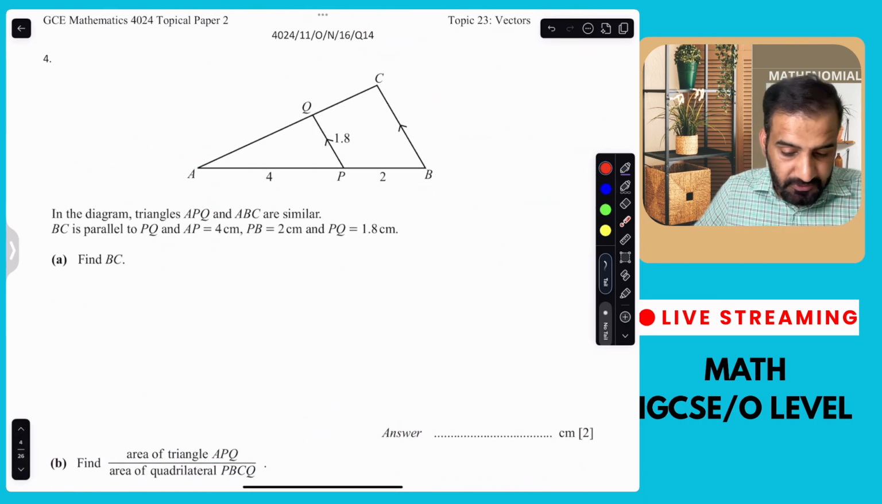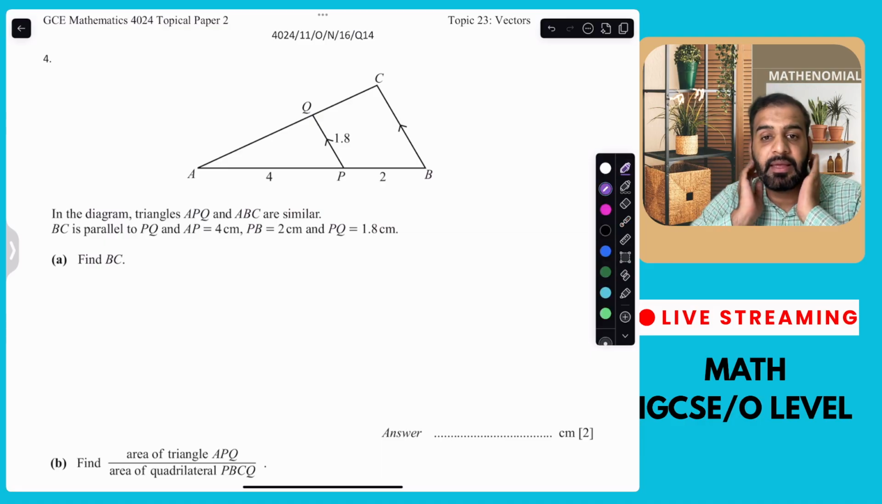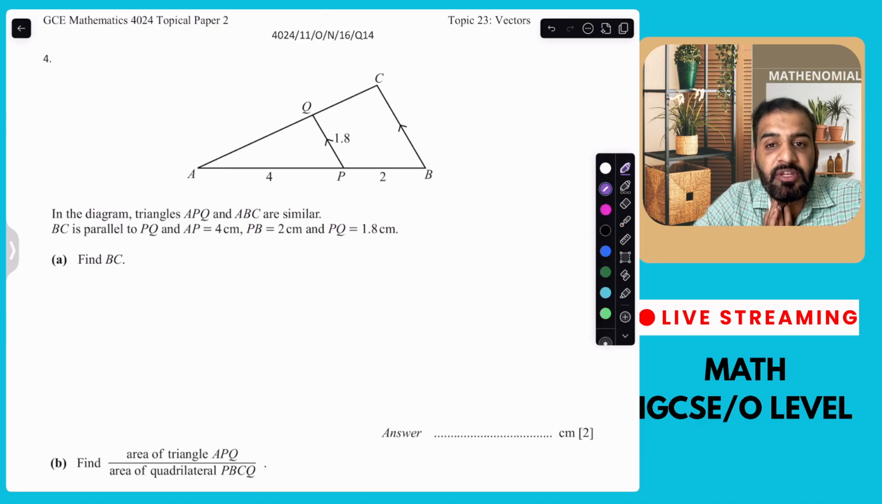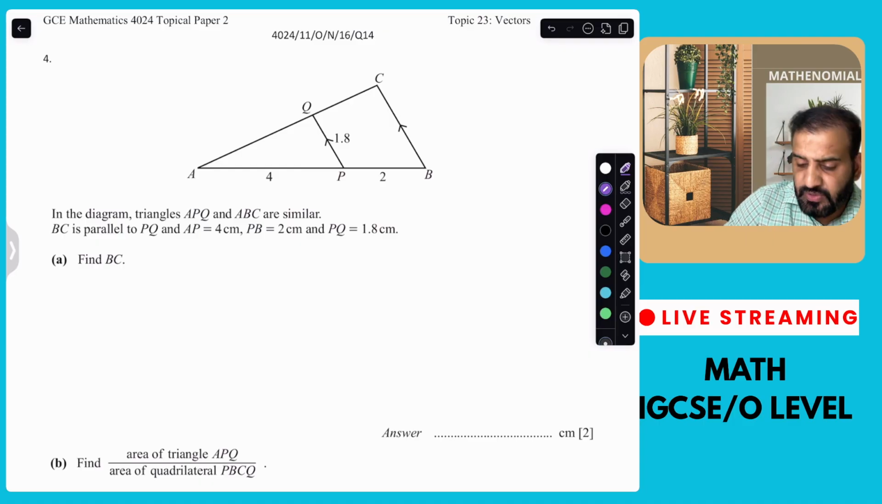Moving on to question 4. In the diagram, triangle APQ and ABC are similar. BC is parallel to PQ and AP is 4 centimeter, PB is 2 centimeter, PQ is 1.8 centimeter. Find BC. So clearly you can write BC, you can make ratios.